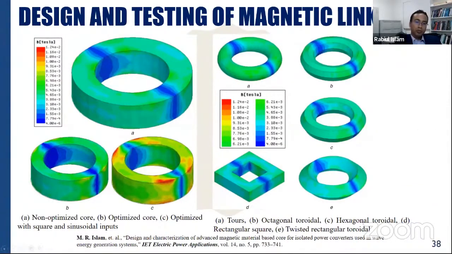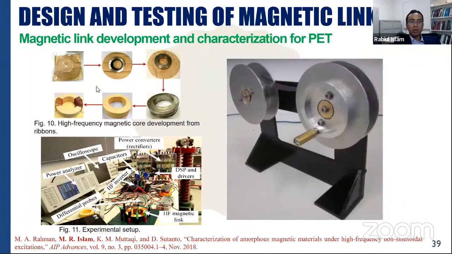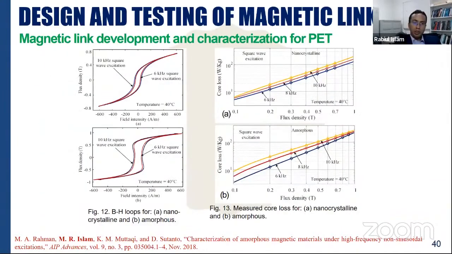So compared with the other materials, this material has really high flux density, right? We also investigated what type of shape we can use to develop this high frequency magnetic link. We considered different shapes, investigated them, and found that the toroidal shape could be a good option for us. Then we collected some materials from those industries, and developed and tested them in our laboratories.